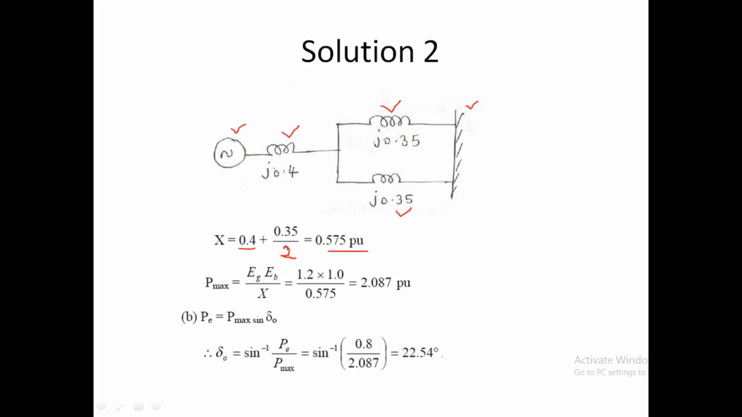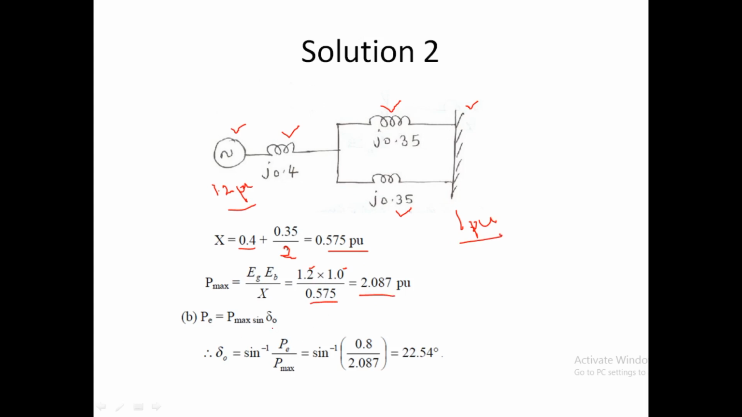Now maximum power will be equal to, at each end the voltage is given as 1 per unit, and the generator having a voltage of what? Internal EMF of 1.2 per unit. So what you have to consider here is 1.2 into 1, these two voltages divided by the reactance between them. So 1.2 into 1 divided by the reactance 0.575. So it will be 2.087 per unit.